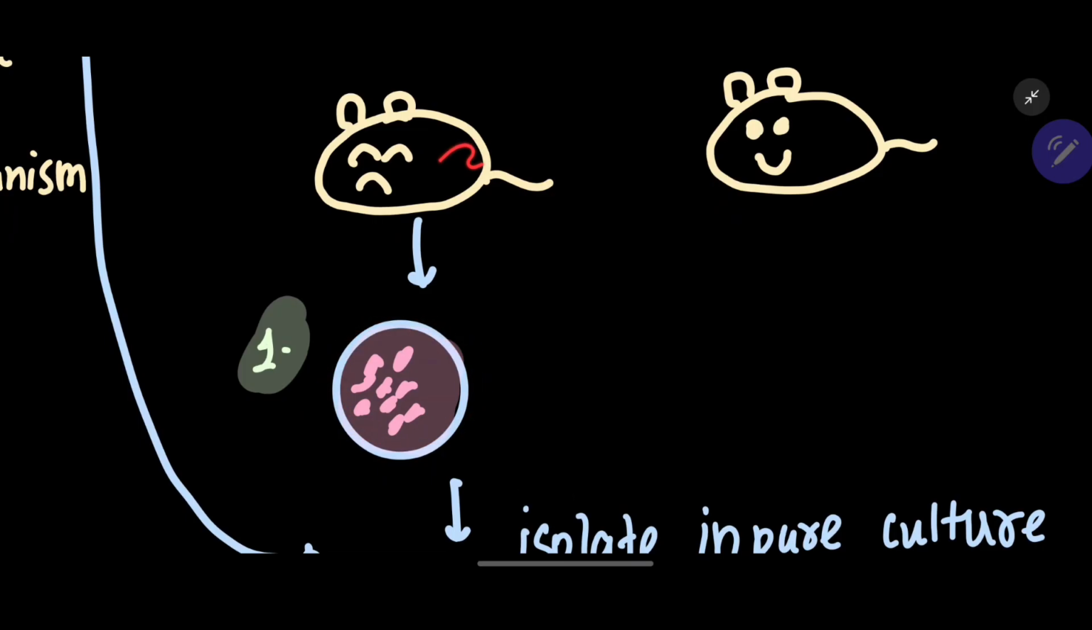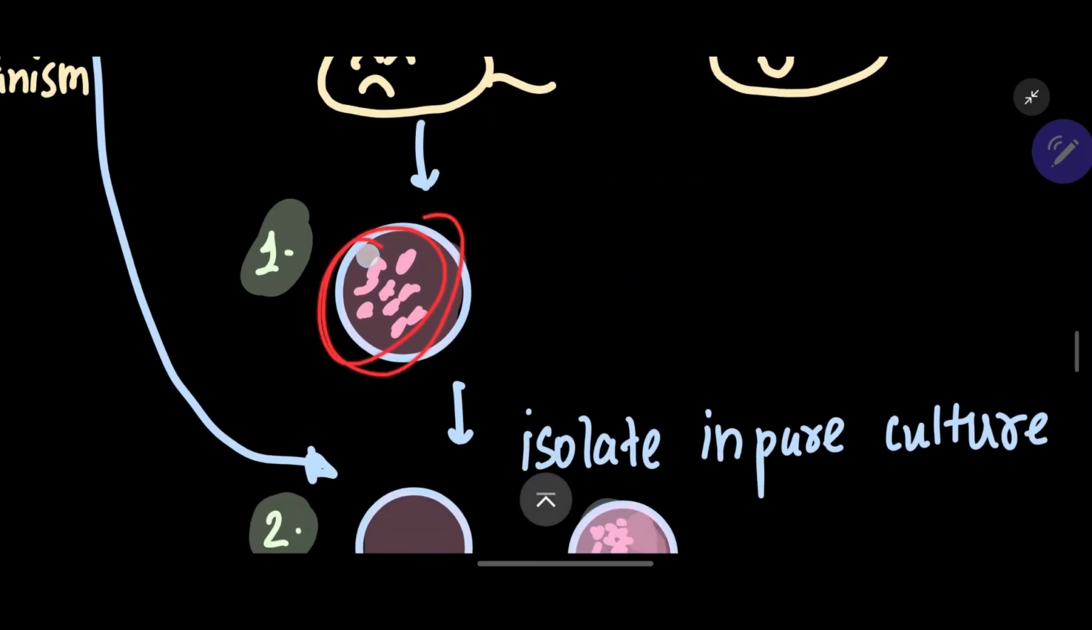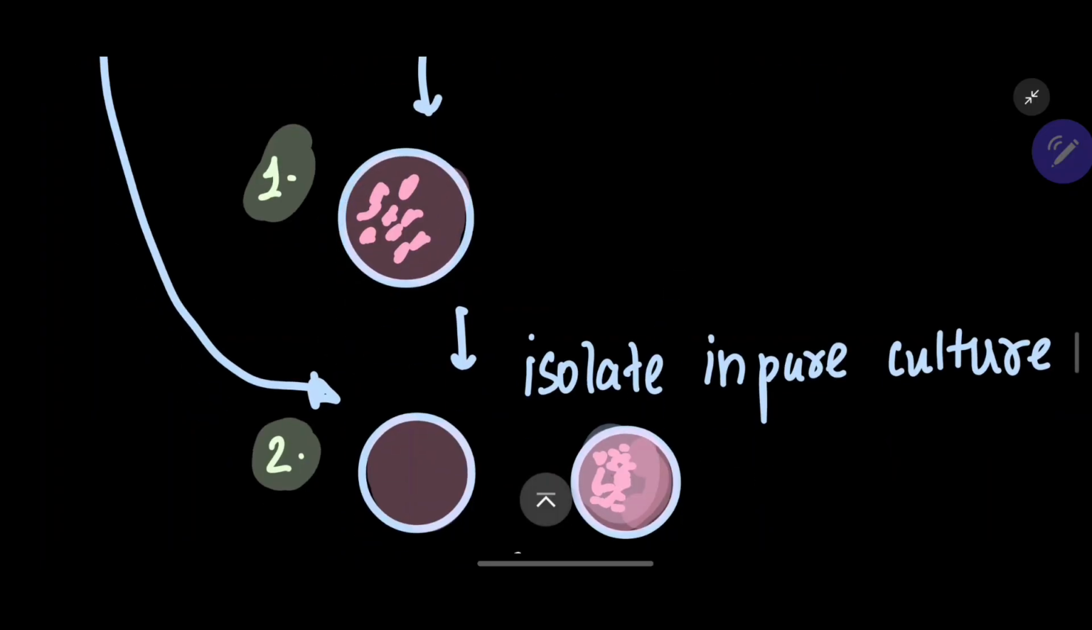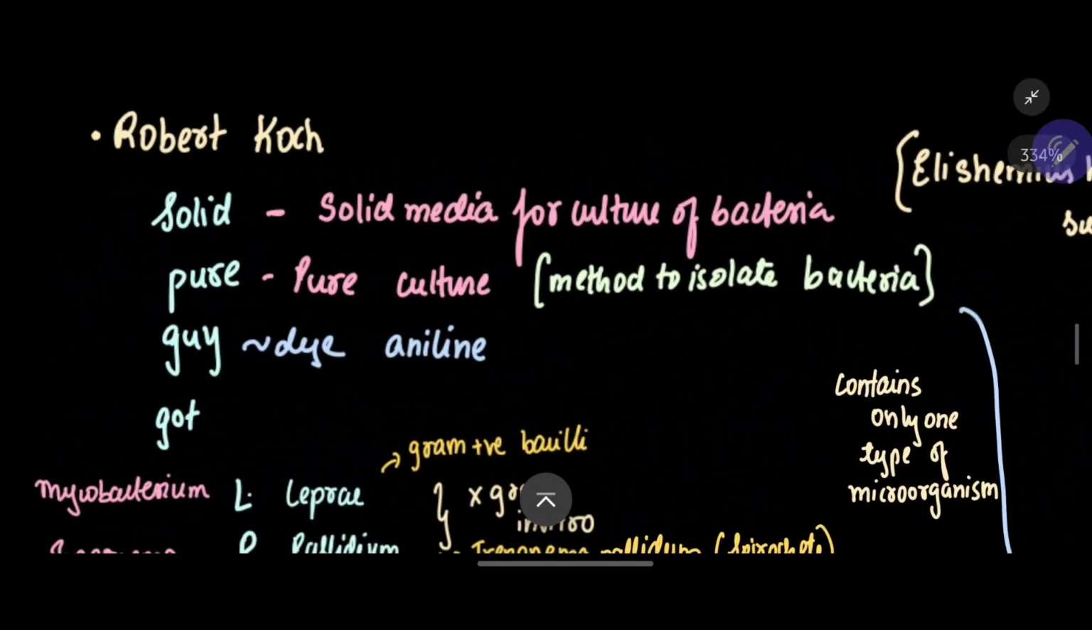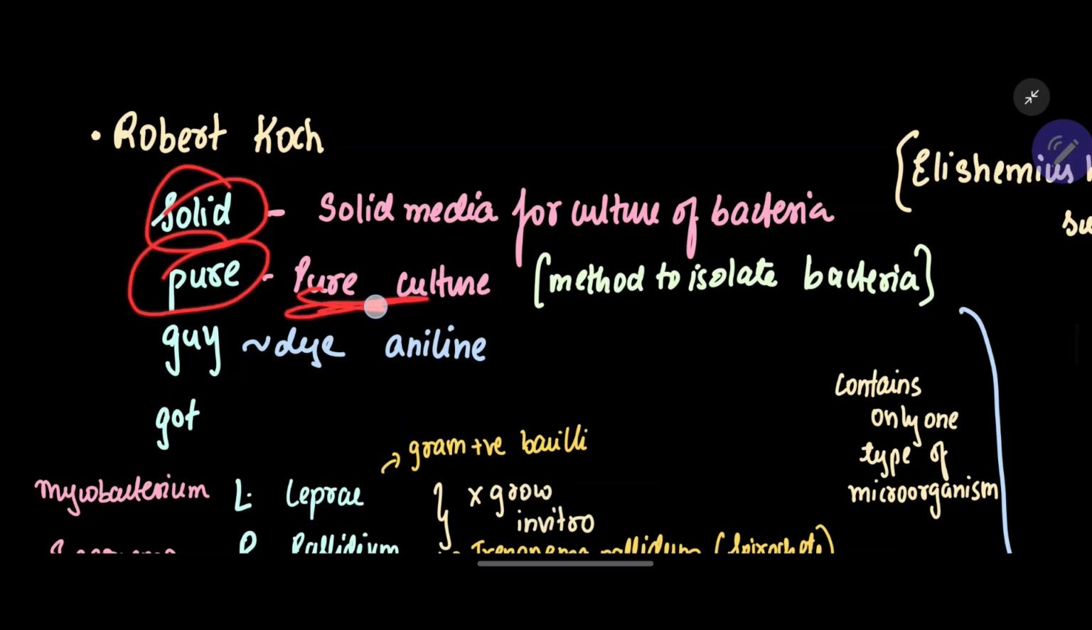of the disease. That means if someone has a lesion and you isolate it, you should be able to look at the microorganism in that isolated culture. Okay. Next, he was like, I also discovered something. We just saw that he was a solid, pure guy. So he also discovered pure culture.